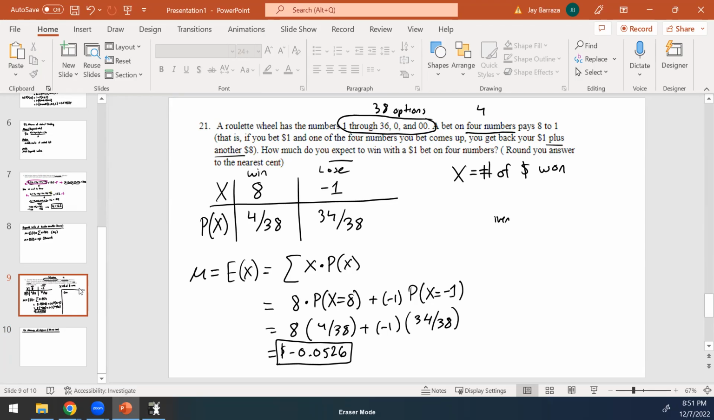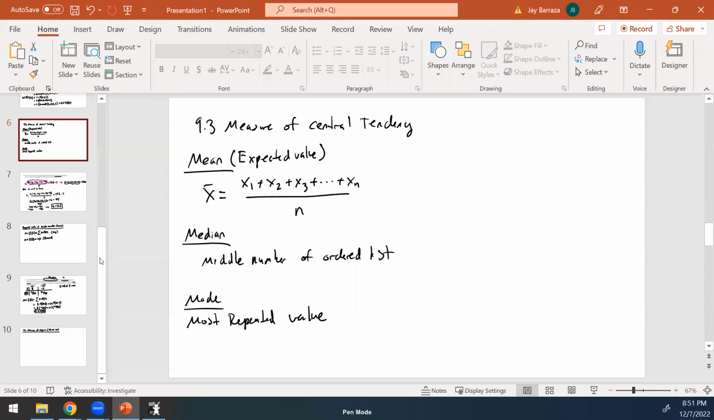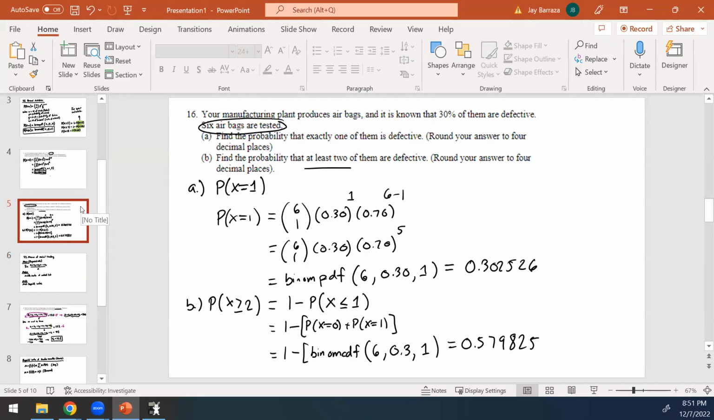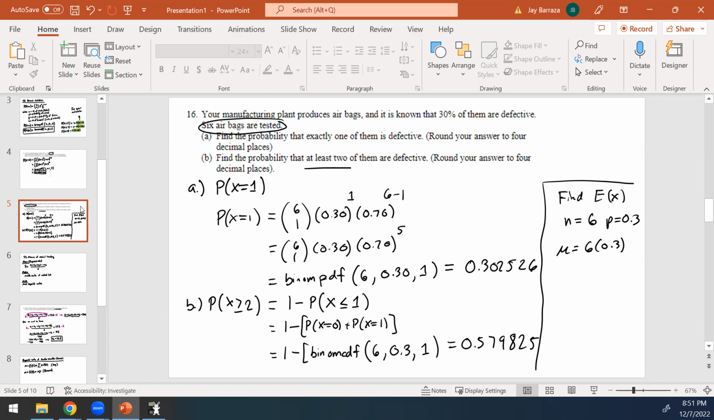Actually, go to a binomial problem earlier. Here, I'll do it off to the side because that's how simple it is. Find E of X. N equals 6, P equals 0.3, mu equals 6 times 0.3, which is 1.8. That's it.